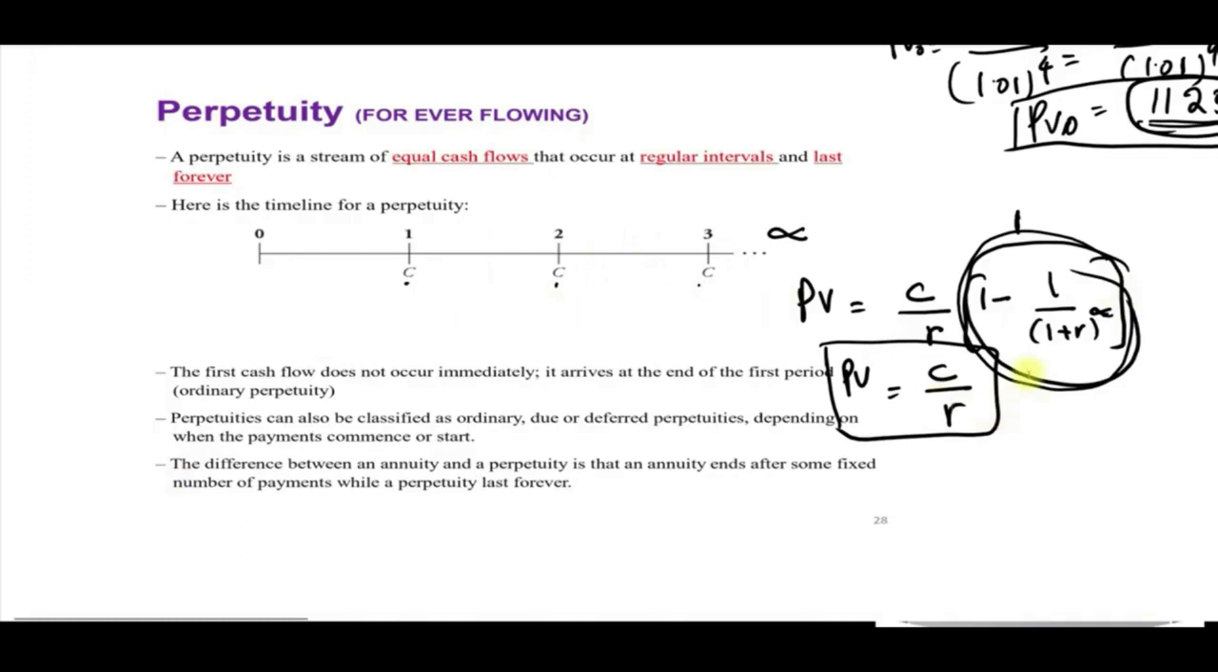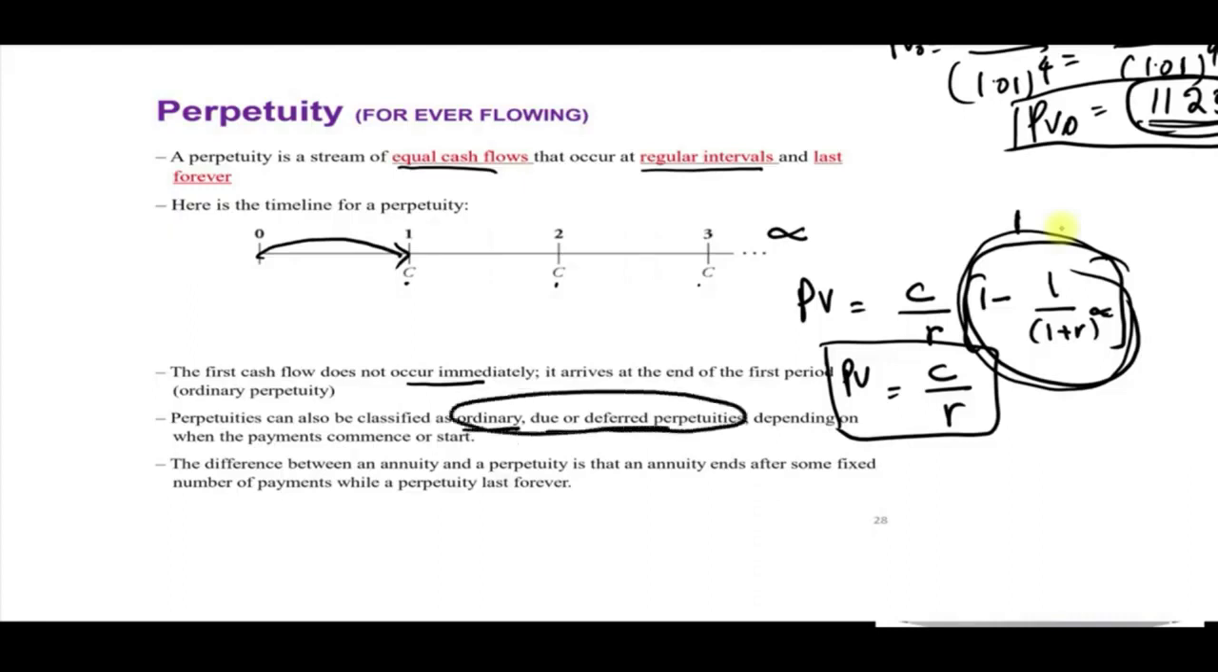A perpetuity is a stream of equal cash flows that occurs at regular intervals and lasts forever. Here is the timeline. The first cash flow does not occur immediately, it arrives at the end of the first period, ordinary of course. Perpetuity can also be classified as ordinary, due or deferred.